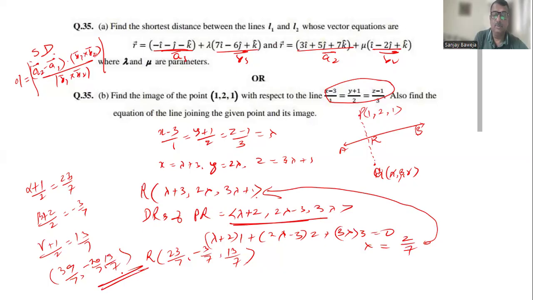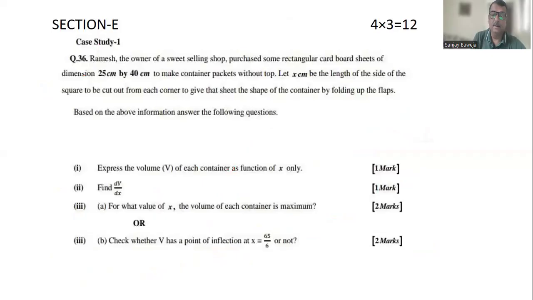Now we move to the last section of the question paper, which is case-based questions. Question number 36 says, Ramesh, the owner of a sweet shop, purchases some rectangular cardboard sheets of dimension 25 by 40, and from each side, x centimeter is the length of the side of the square cut off. Means it is something like this.